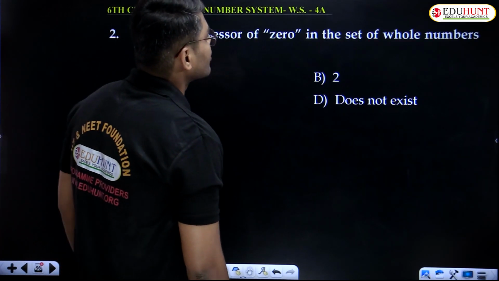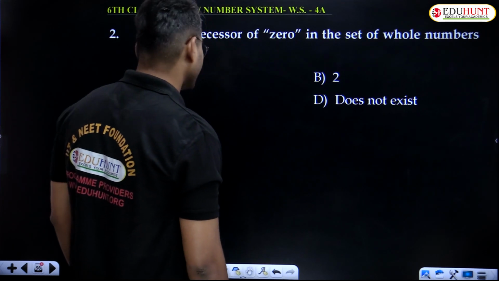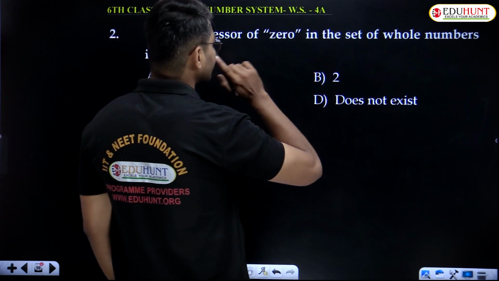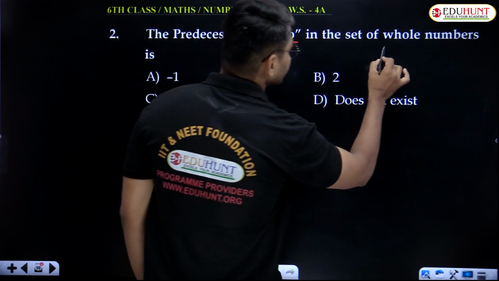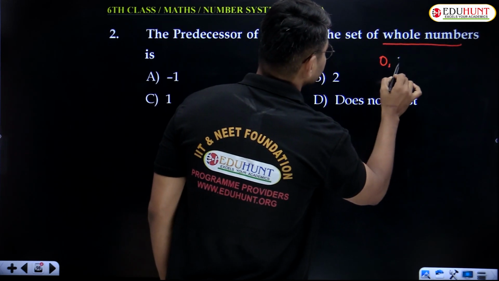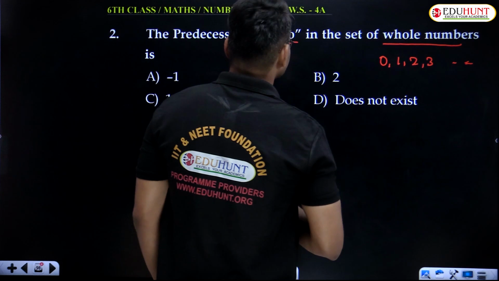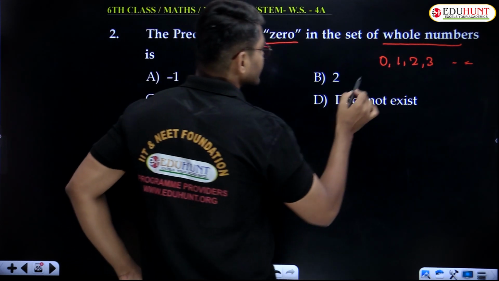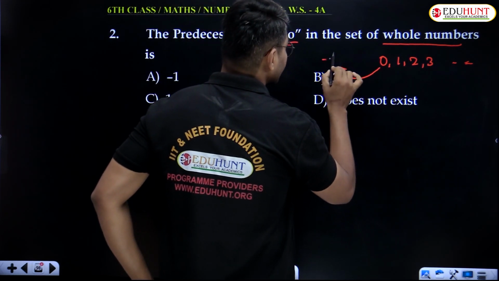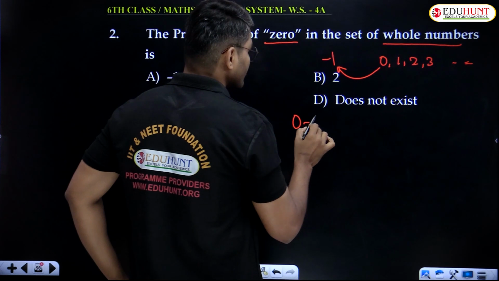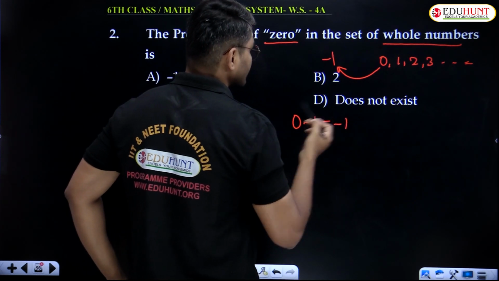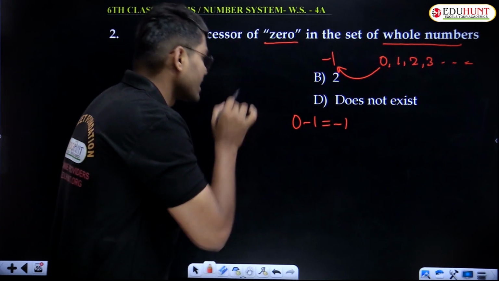The predecessor of 0 in the set of whole numbers. Very good question. Predecessor of 0, set of whole numbers. What are whole numbers? 0, 1, 2 and so on. Predecessor of 0 is nothing but minus 1. Why? 0 minus 1 is equal to minus 1. That's why predecessor of 0 is minus 1.